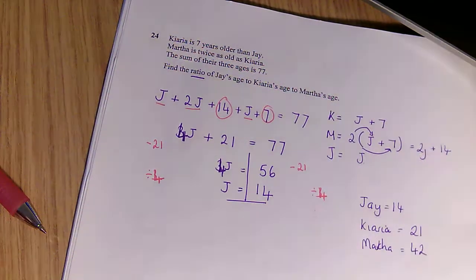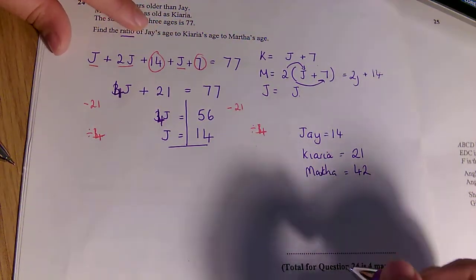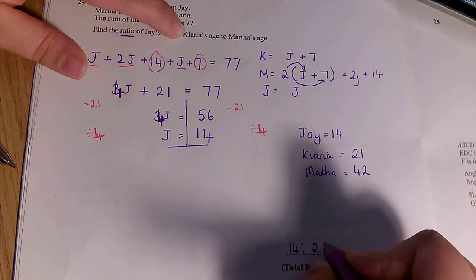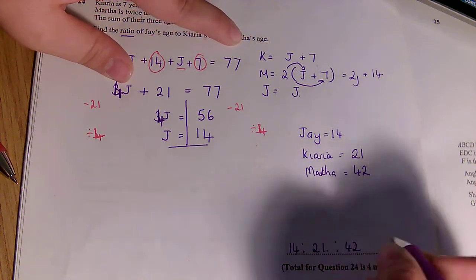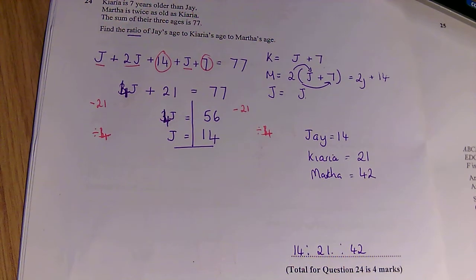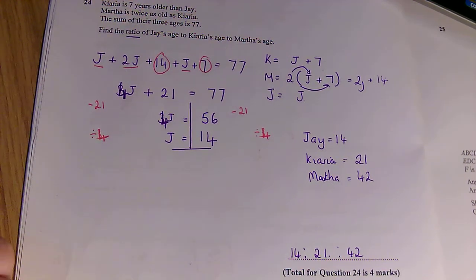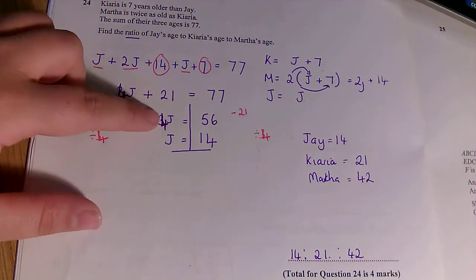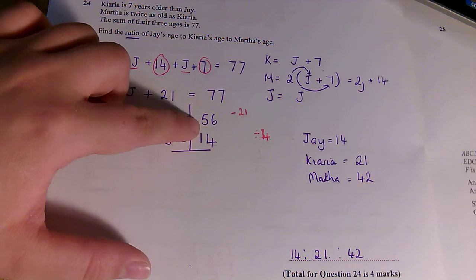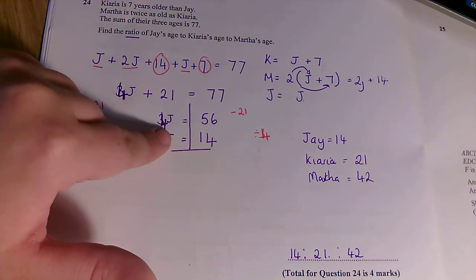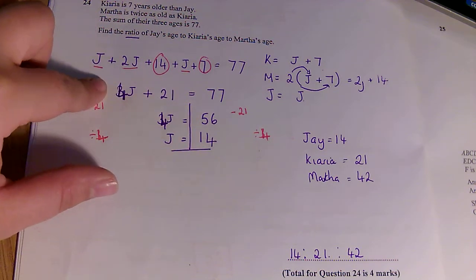And if we're now putting that as a ratio, check the order they want it in. J's age, J is 14, to Kiaria's age, who's 21, to Martha's age, who's 42. Now that's quite a tricky question, and that is something that we do need to get a lot better at, forming and solving these equations, even me. And I recognise that this didn't work here, because I recognise that 3 didn't go into 56 nicely, and I ended up with a decimal, and I don't want decimals in somebody's age. Therefore, I knew I must have gone wrong somewhere, so I went back and double checked.